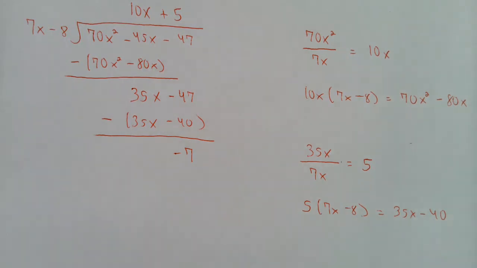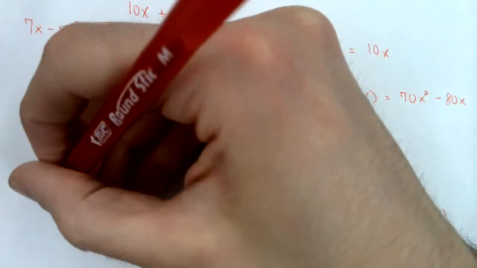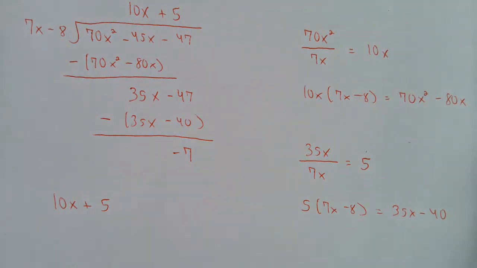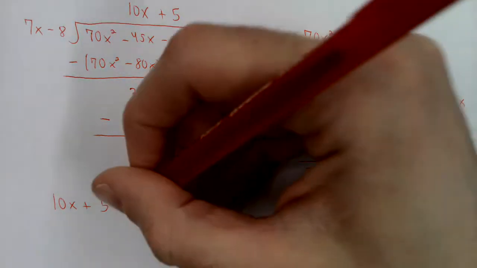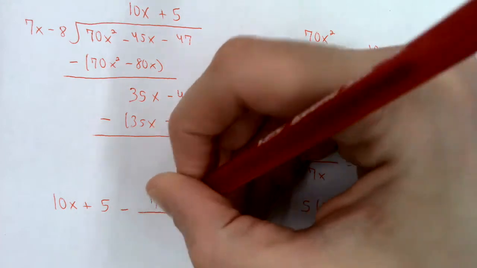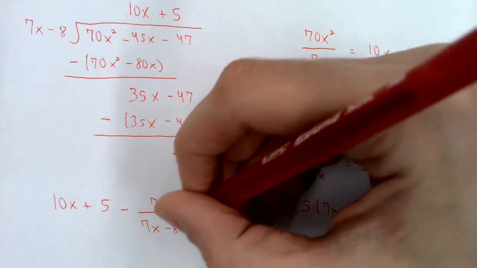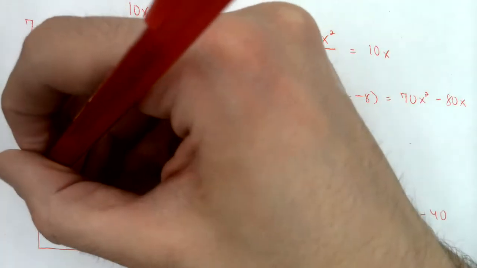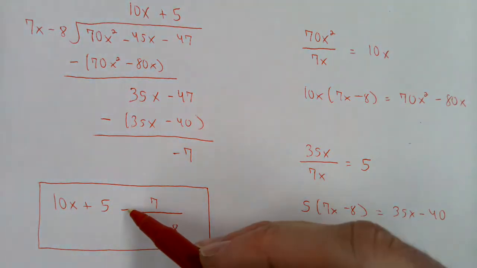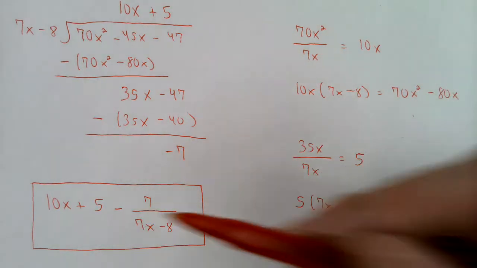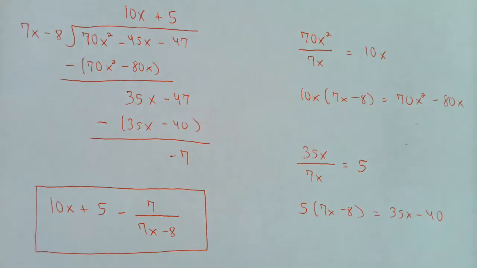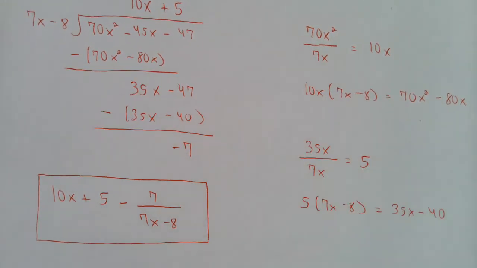So the final answer, 10x plus 5, and then you put your remainder over the divisor. If the remainder was a positive 7, that would be a plus, but it's a negative 7, so that's why it's a minus. And remember, that's a little confusing, but negative 47 minus negative 40 is like plus 40. So that's why it's negative 7.